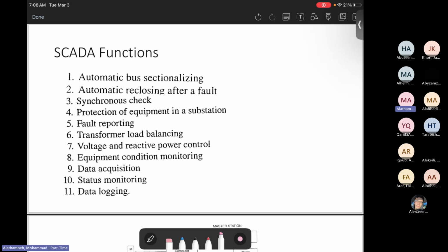by adding capacitor banks, turning them on and off, turning the reactor on and off, equipment condition monitoring, data acquisition, status monitoring, data logging, and circuit breaker control.